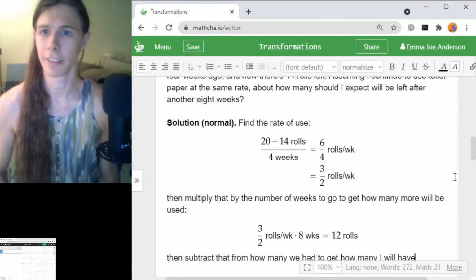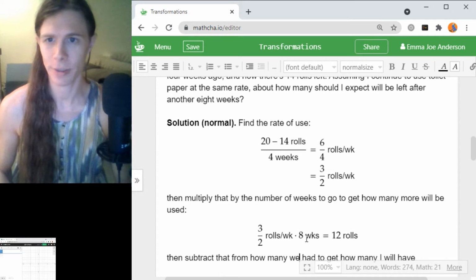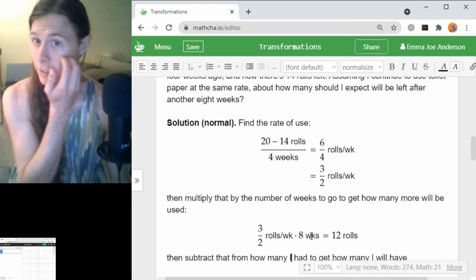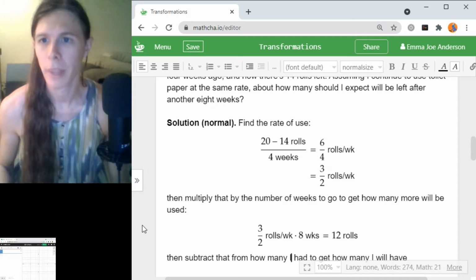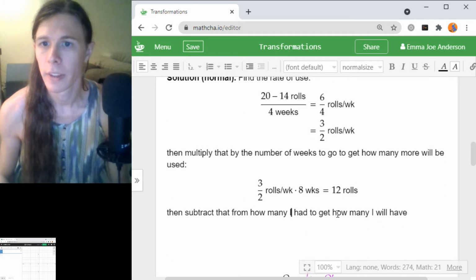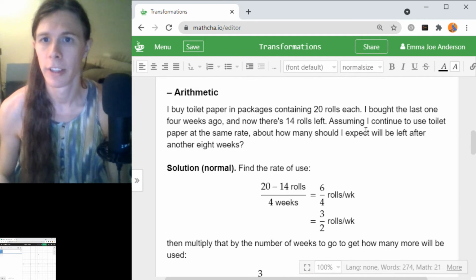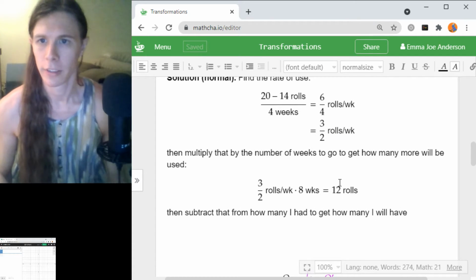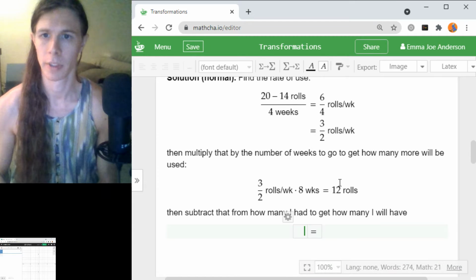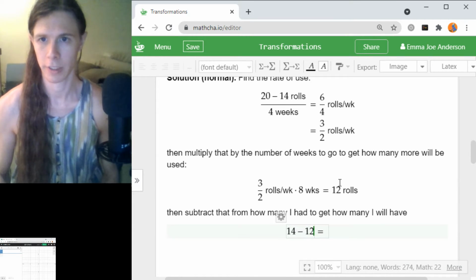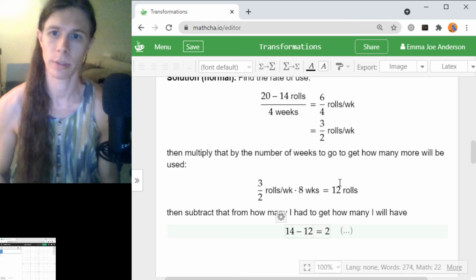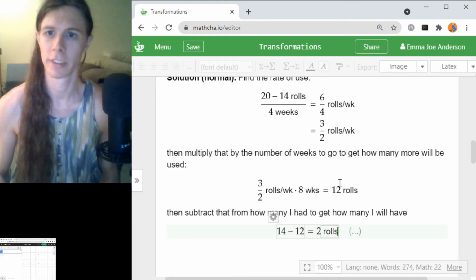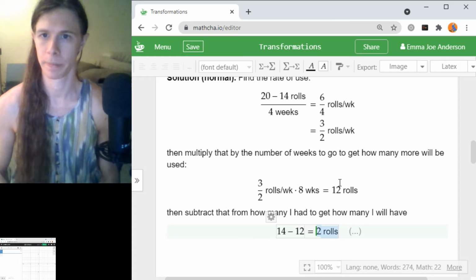I will have, pronouns. This was all about me. This was a very egocentric problem. There were 14. So 14 minus 12 equals 2 rolls. And that's the answer.